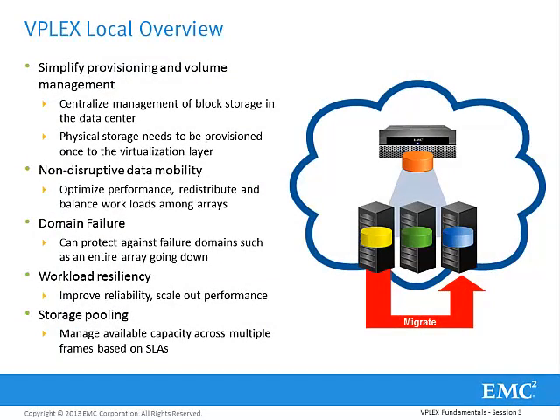VPLEX Local consists of a single rack at a single site. The rack may contain 1, 2, or 4 engines, each engine containing 2 directors. The hardware is fully redundant to survive any single point failure. Each configuration can be upgraded to the next level, small to medium, medium to large, to linearly scale to greater performance and redundancy.